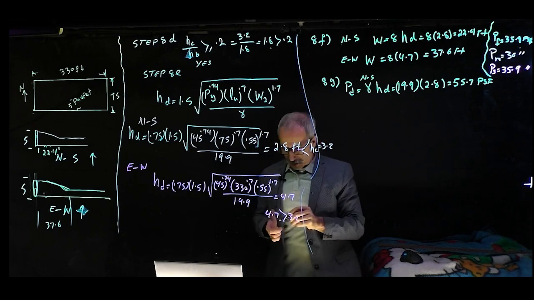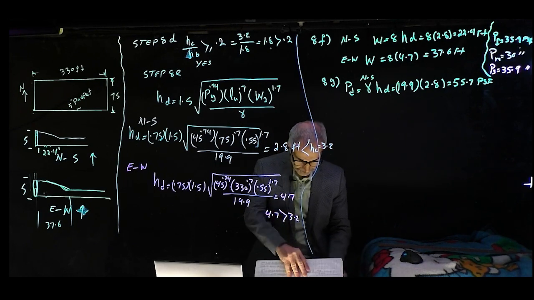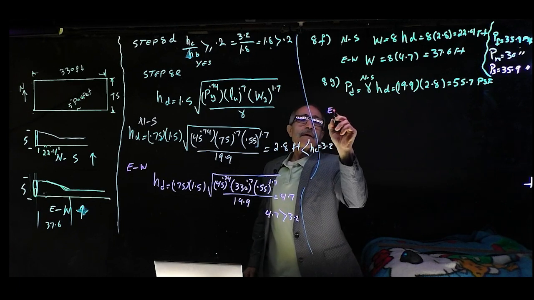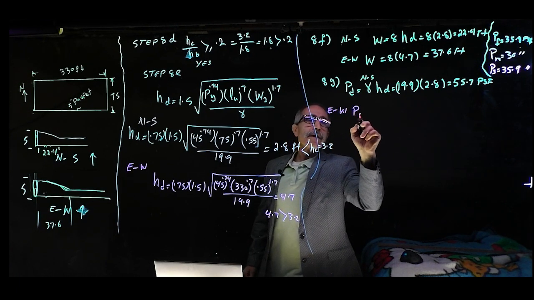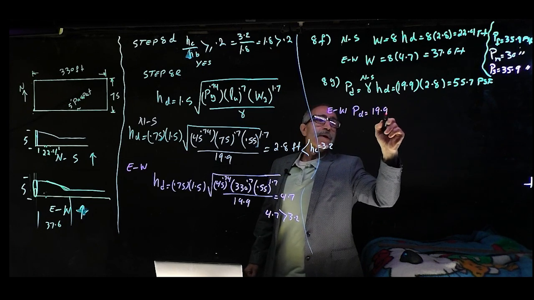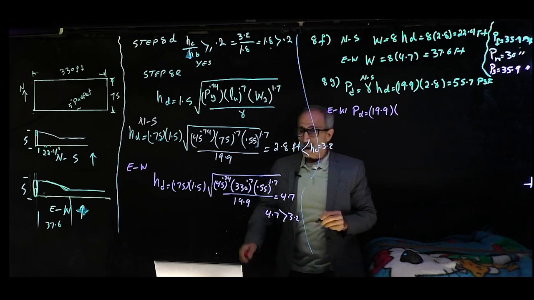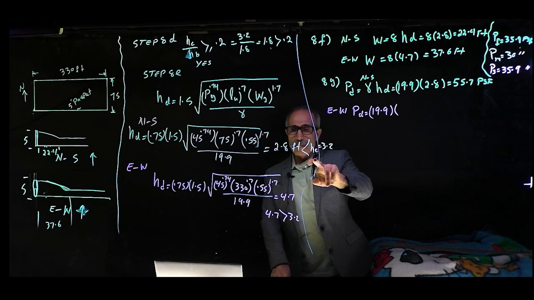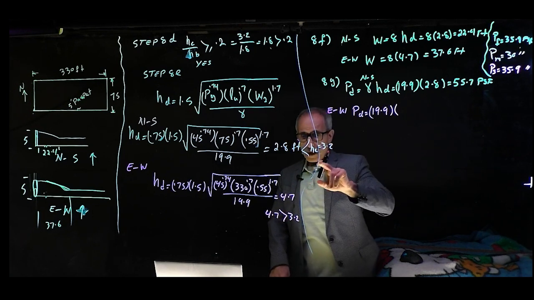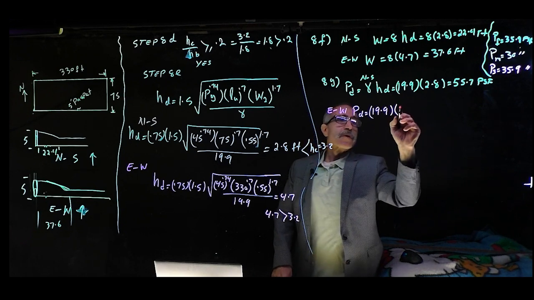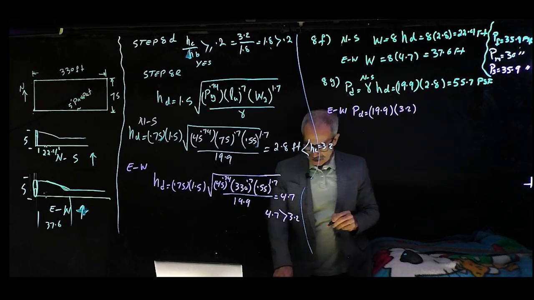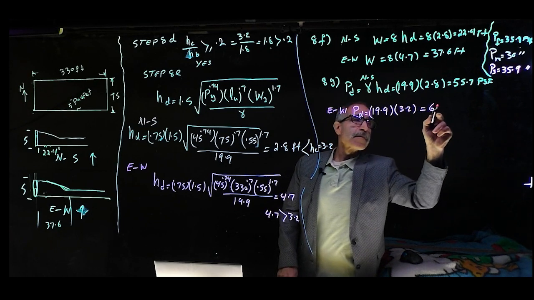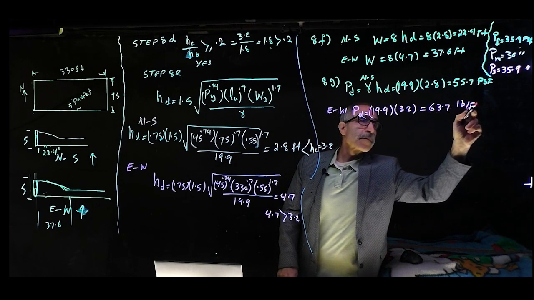In the east-west, let's change color. East-west direction, PD is equal to 19.9 times 4.7. No, we gotta go with HC because this is more than HC, so we gotta go with HC. So HC is 3.2, and that is 63.7 pound per square foot. Same unit.